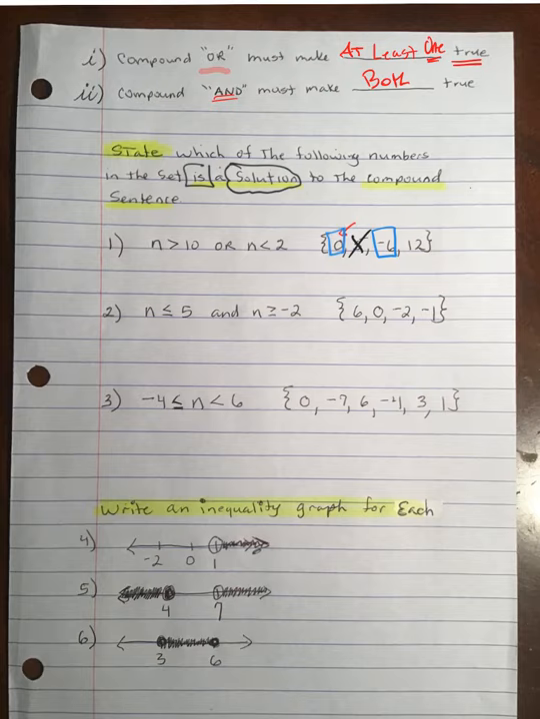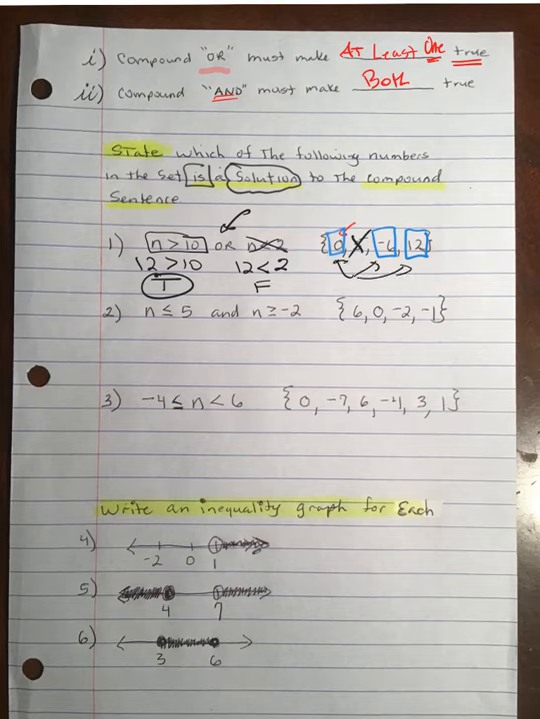Now let's test 12. Is 12 a solution? Is 12 greater than 10? True. Is 12 less than 2? False. It did not work for the second one, but it did make the first one true. Since 12 made one of the sentences true, it is a solution. Remember, it only has to make one of them true to be a solution. So 0, -6, and 12 are all solutions to that compound OR sentence.